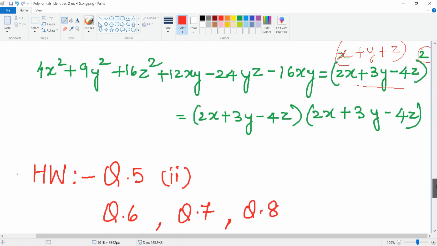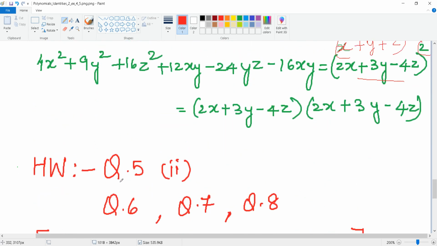So do the remaining problem. In question 5 you have one more question like this, so do that as homework. And question 6, question 7 and question 8 are also based on the suitable identities. So look at how the question resembles, what identity it resembles, and do it accordingly. All right.